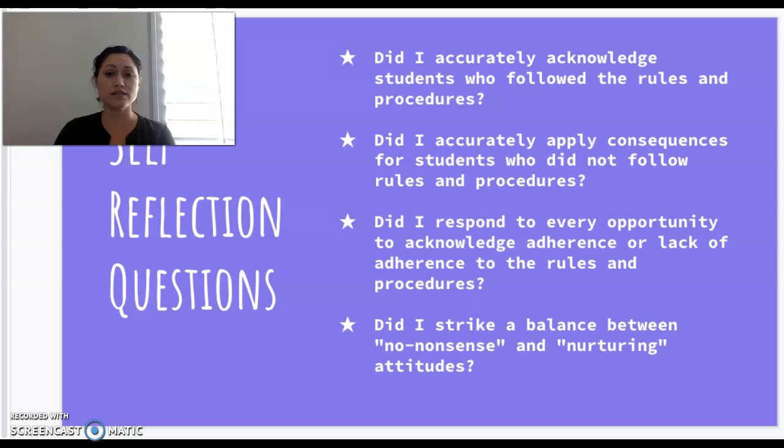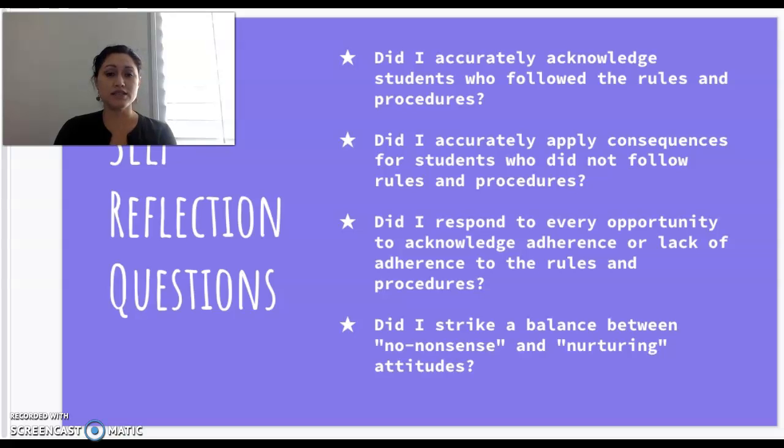by asking ourselves is, did I accurately acknowledge students who followed the rules and procedures? So again, it's not just giving attention to the negatives, but acknowledging students who are following the rules and praising them. Did we apply consequences for students who did not follow rules and procedures?